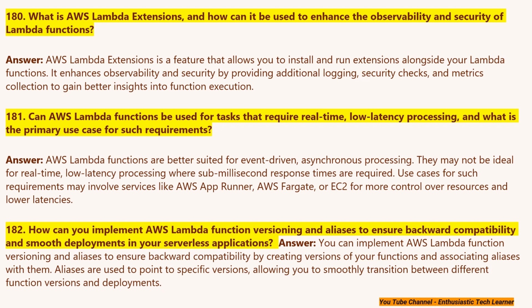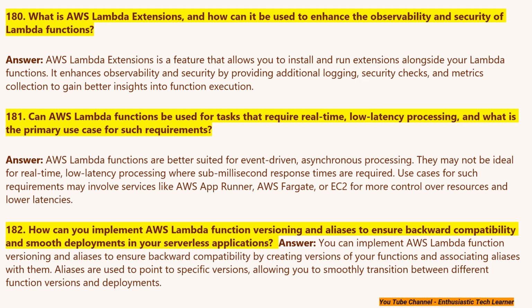Can AWS Lambda functions be used for tasks that require real-time, low-latency processing, and what is the primary use case for such requirements? AWS Lambda functions are better suited for event-driven, asynchronous processing. They may not be ideal for real-time, low-latency processing where sub-millisecond response times are required. Use cases for such requirements may involve services like AWS App Runner, AWS Fargate, or EC2 for more control over resources and lower latencies.